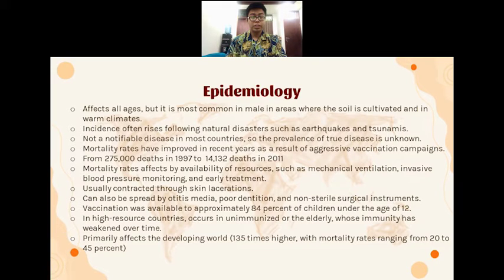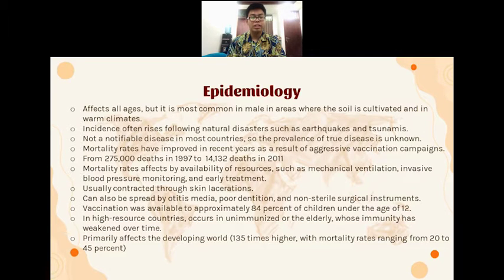Tetanus affects all ages, but is most common in males, in areas where the soil is cultivated, and in warm climates. The incidence rises following natural disasters such as earthquakes and tsunamis. And tetanus is not a notifiable disease in most countries, so the prevalence of true disease is unknown, while the mortality rates have improved in recent years as a result of aggressive vaccination campaigns, from 275,000 deaths in 1997 to 14,000 deaths in 2011. Mortality rate is affected by availability of resources such as mechanical ventilation, invasive blood pressure monitoring, and early treatment.